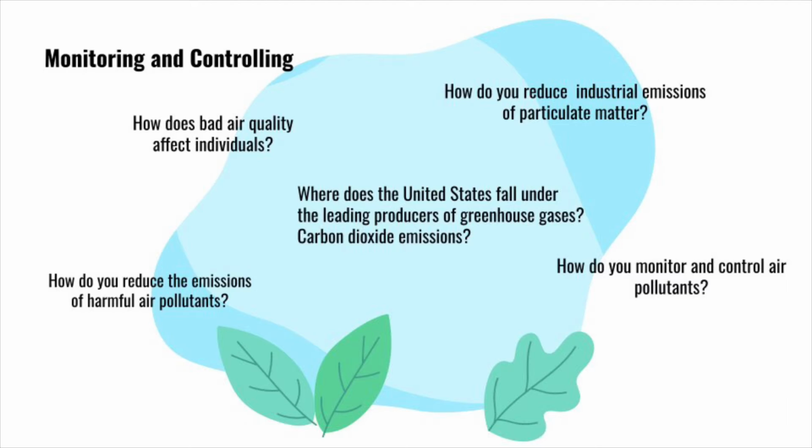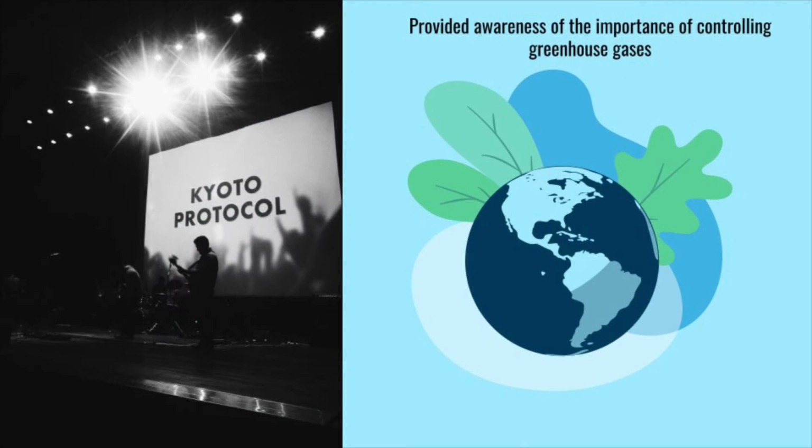Some of the steps that the world has taken to monitor and control air pollutants and thus reduce the emissions of harmful air pollution are through the use of climate protocols, technological controls, and energy conservation. In addition, mechanical devices such as scrubbers, filters, and electrostatic precipitators are used to reduce the industrial emissions of particulate matter. Now, going back to climate protocols, there was the Kyoto Protocol and the Paris Agreement.